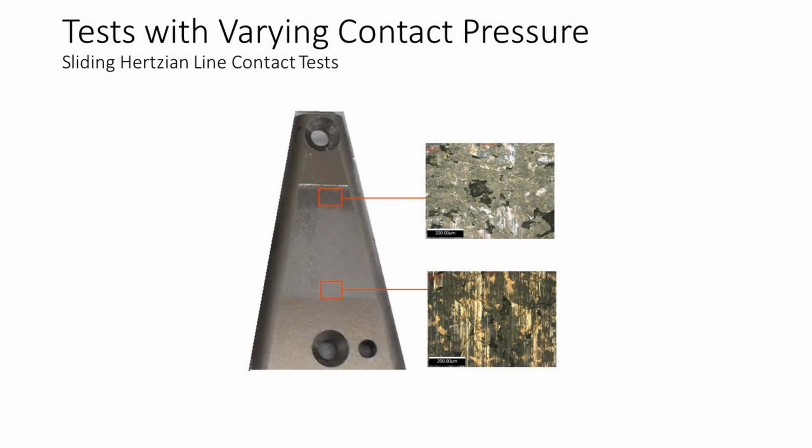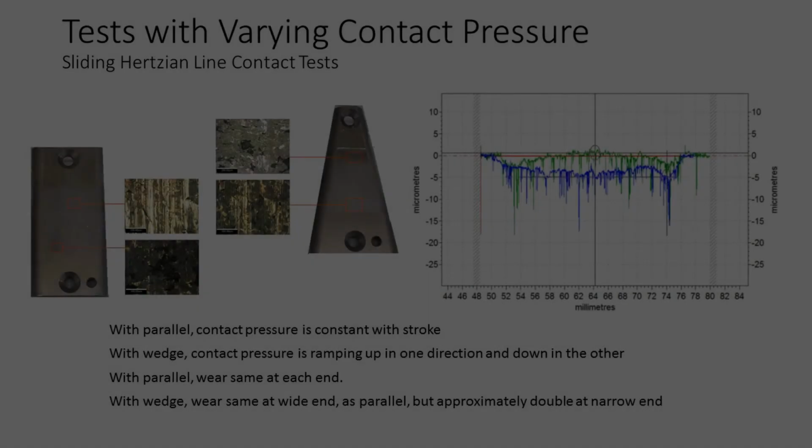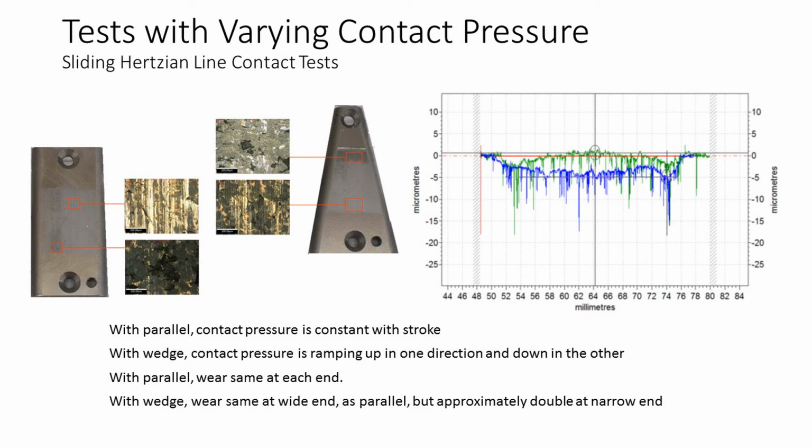With the wedge sample, the wide end reversal position indicates mild adhesive wear, with characteristic directionality. The narrow end is subjected to severe adhesive wear, with destruction of the oxide or additive protective film and plastic deformation. Comparison between the different wear regimes is thus as indicated in the slide.